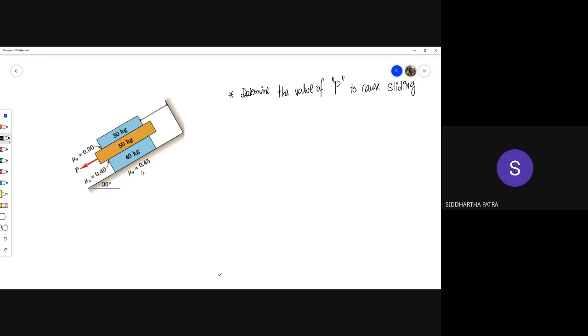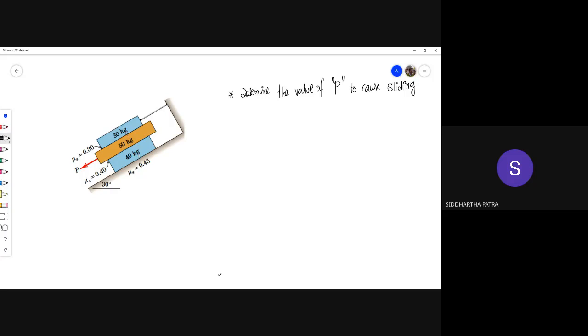One is both of these blocks, 50 and 40 kg. I mean, this sounds crazy, but this is quite a possibility. May not be the final answer, but this is quite a possibility that this 50 kg block and the 40 kg block simultaneously slide downwards. That means with the applied P, you lose contact with the ground. You lose contact with the 30 kg block, but the 50 and 40 kg blocks are still in contact. Okay, that is one possibility.